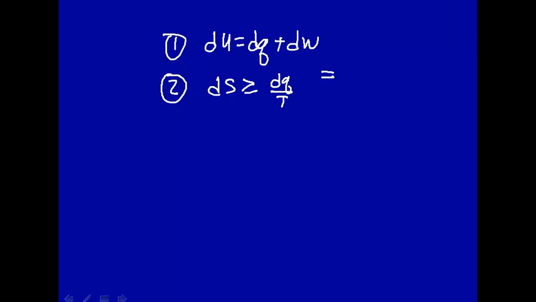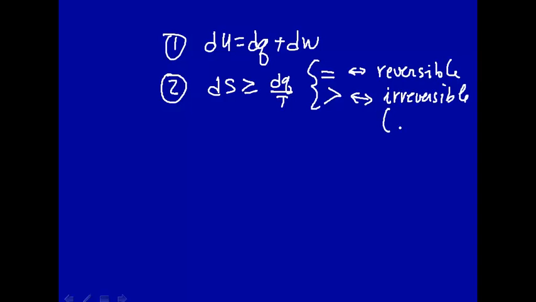where the equal sign is associated with a reversible process, and the greater than sign is associated with an irreversible process. And we said in class on Friday this will be associated with a real process, something that really occurs.